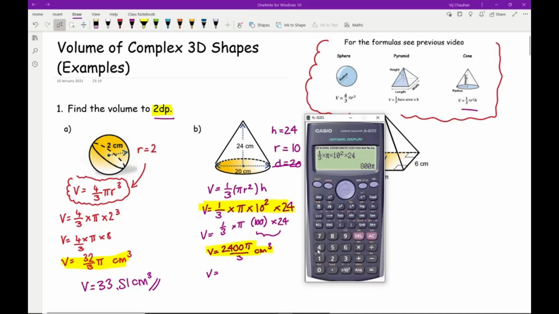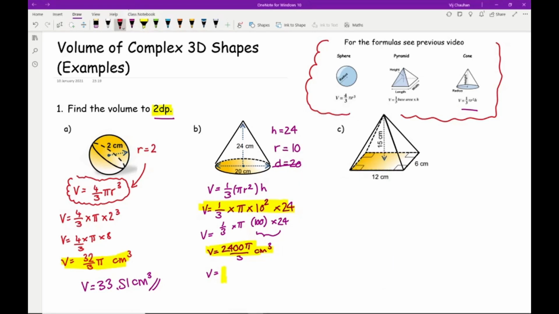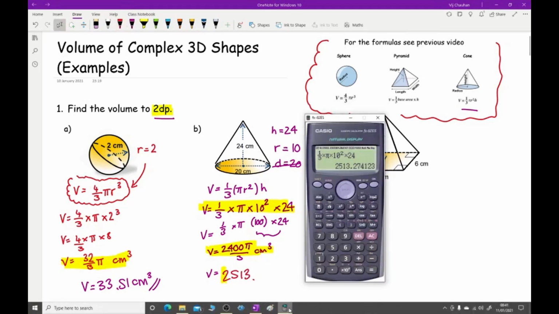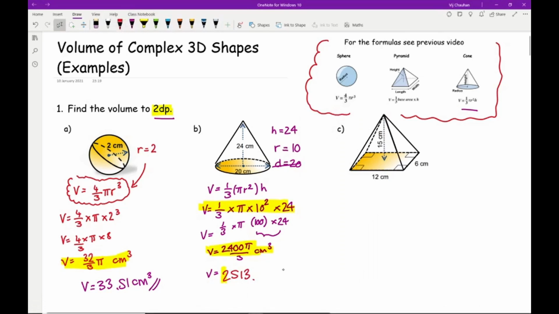I should really have simplified that, and then press SD, so it comes up as 251327. 2513, and I think it was 27. Let me just double check. Yep, 27 centimetre cubed, and there's your final answer.